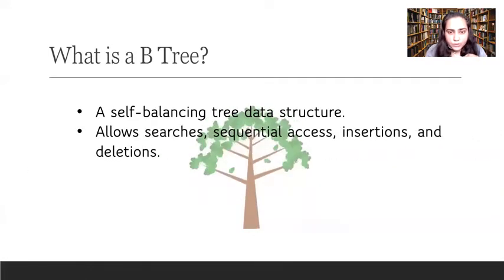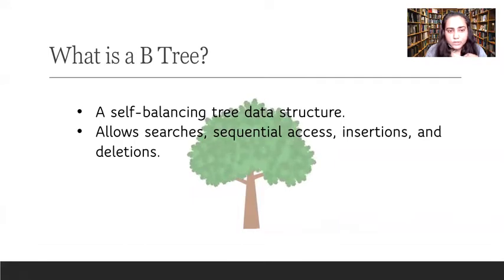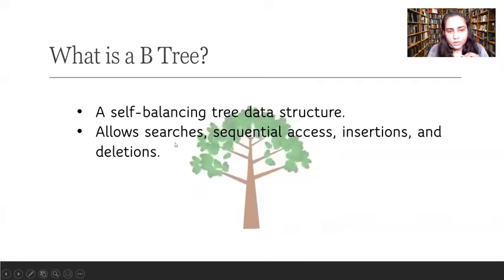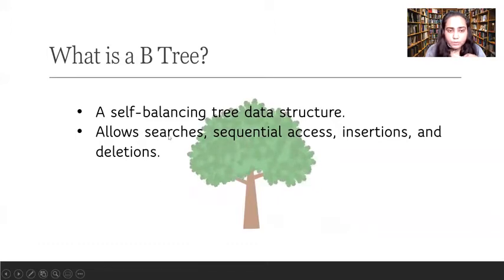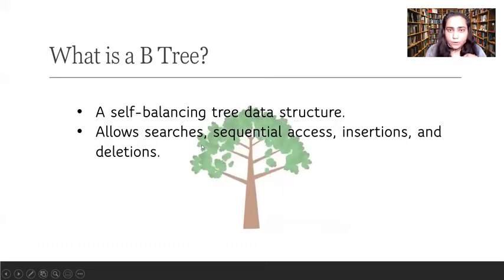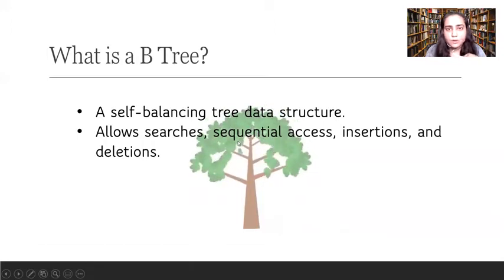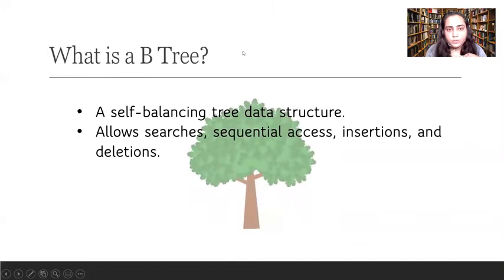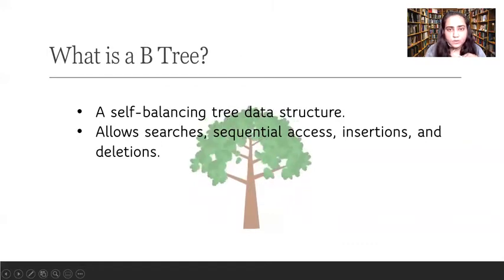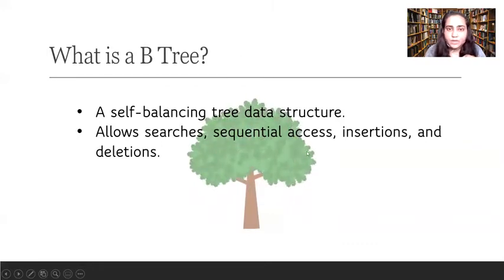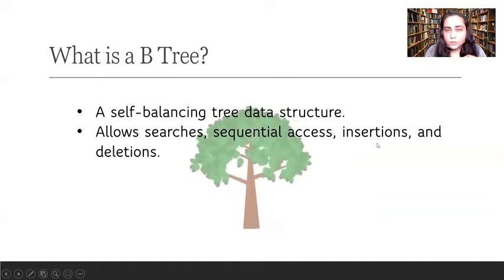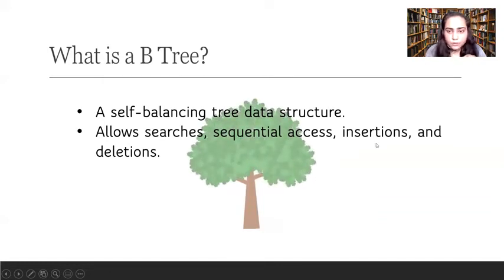It allows searches, sequential access, insertions, and deletions. So in a B tree, you can perform searches. You can search for a particular node. You can do a sequential access. That means you can access all the nodes if you want, starting from one, ending at whatever is your last node. You can do insertions. At any point you can insert new nodes inside the tree. And you can also do deletions. If you want to delete some node from your tree, you can do that also.